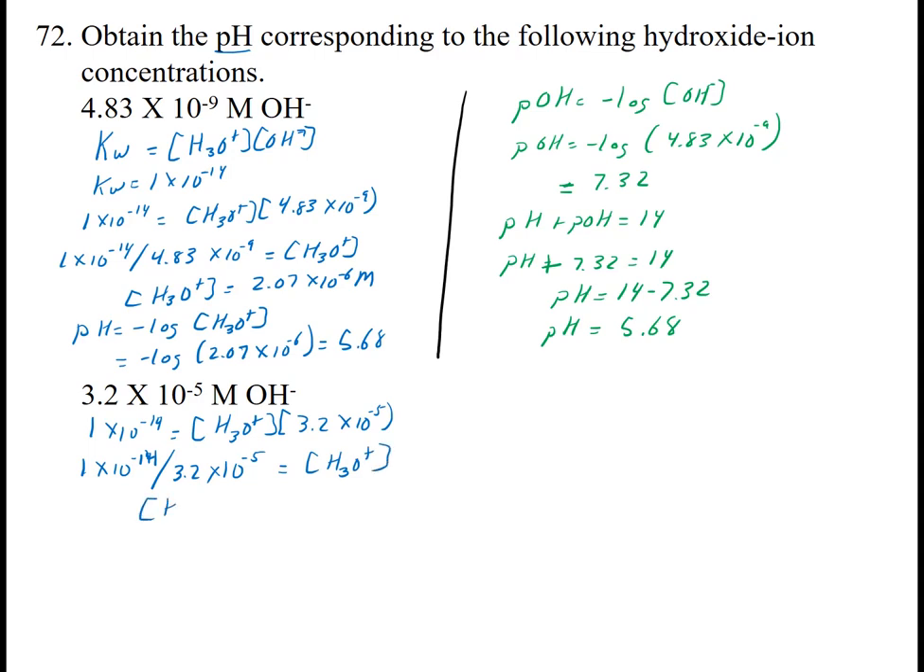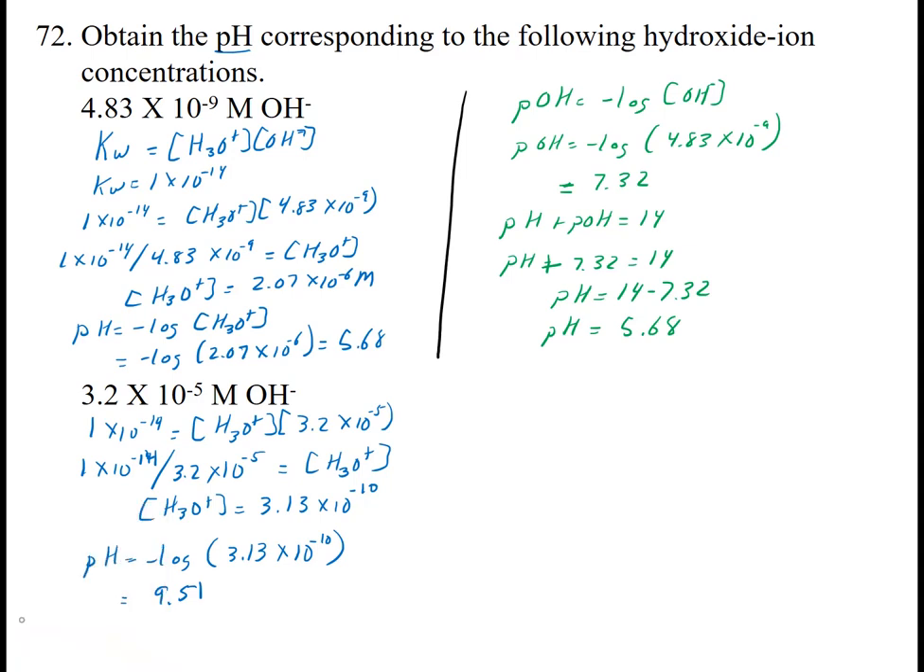So my hydronium ion concentration is 3.13 times 10 to the minus 10th. And then I'm going to use this equation up here, the pH. So pH is equal to the negative log of the hydronium ion concentration, so 3.13 times 10 to the minus 10th, and that's equal to 9.51. So that's method number 1.